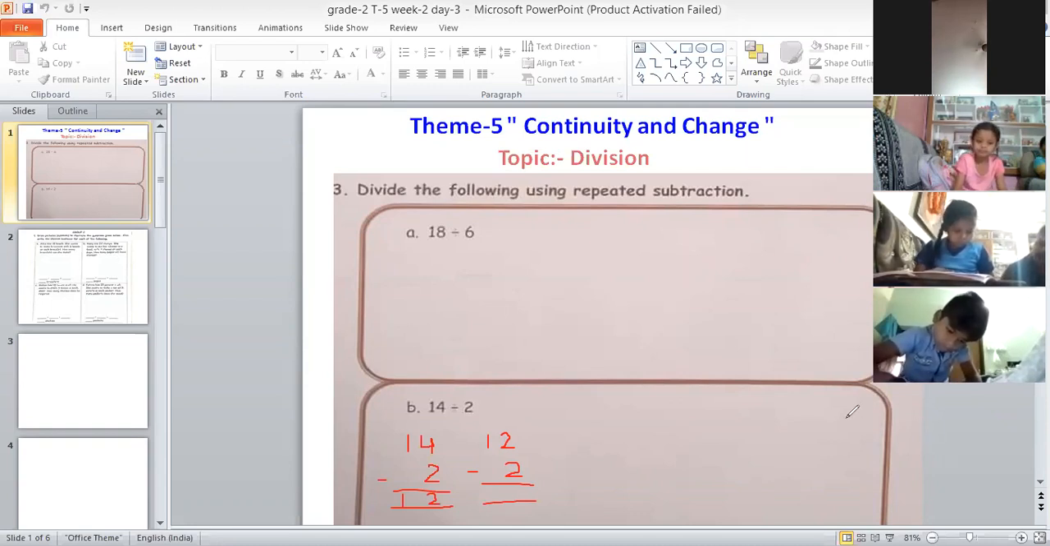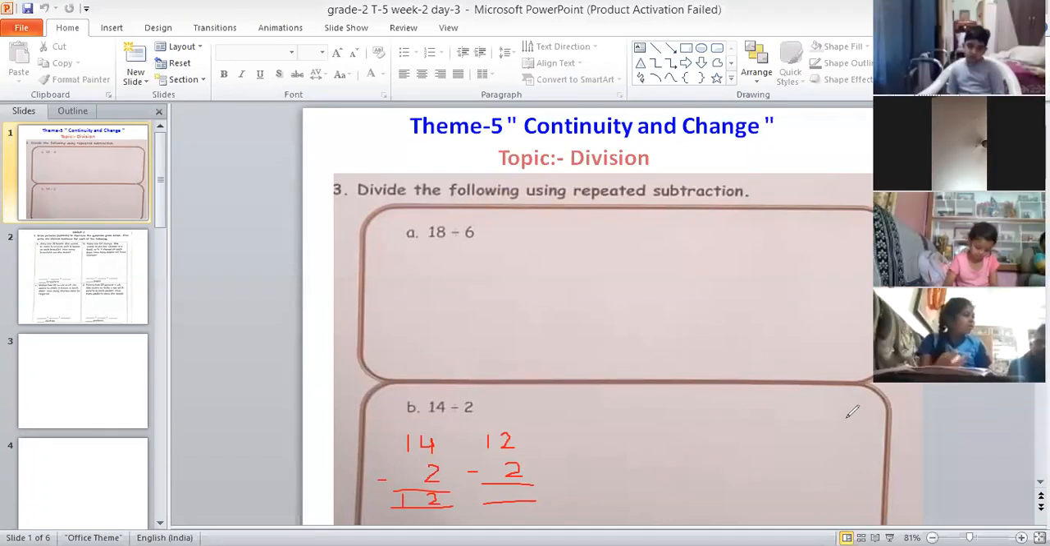Kushal, you tell me now, what are the numbers in ones place? No ma'am, the question is 12 minus 2. We always start from the left-hand side. So, what are the numbers in ones place? 2 and 2. Tell me 2 minus 2. 2 minus 2 is 0.